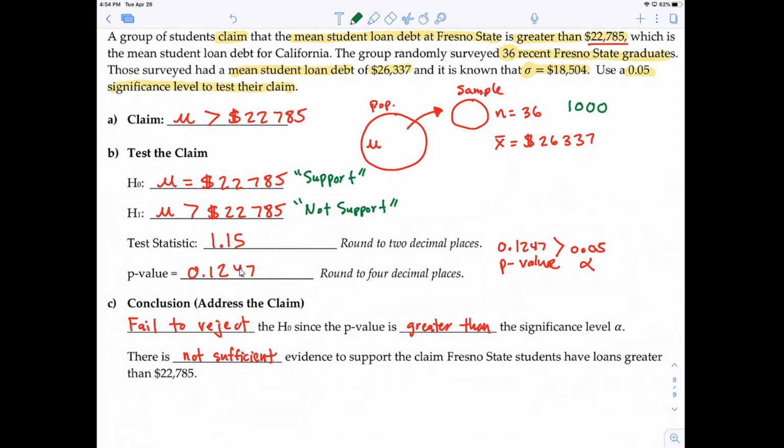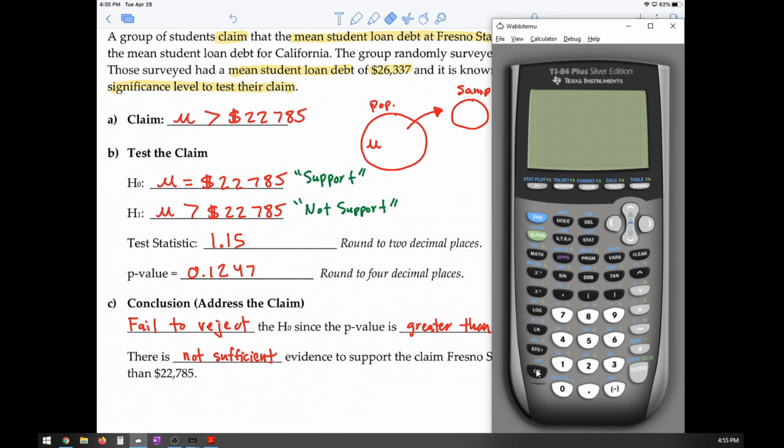What's going to happen to the p-value? It's probably going to be a lot lower because now we have more evidence. We have more students, and the average of the 1,000 students as opposed to 36 students was 26,337. So let's temporarily change the 36 to 1,000 and see what happens. We're going to go to stat, tests, z-tests, and change that 36 to 1,000. You're going to notice that the p-value is going to go down. See how it went down?